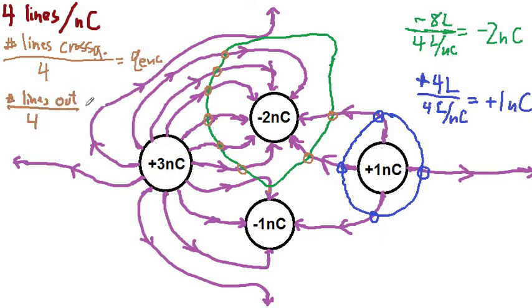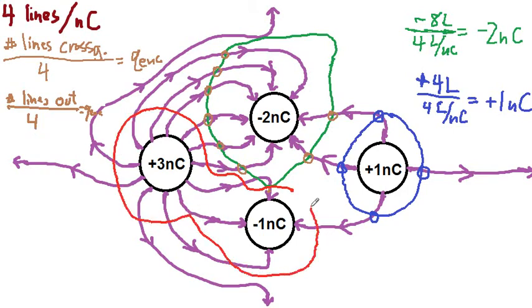Okay, so let me make one little addendum to this whole rule. The number of lines crossing divided by 4 equals Q enclosed. So probably more appropriate to say the number of lines going out divided by 4 equals Q enclosed. Okay, so I'm just taking this ratio and dividing it by the number of lines that cross any given curve I draw. Let me draw another closed curve.